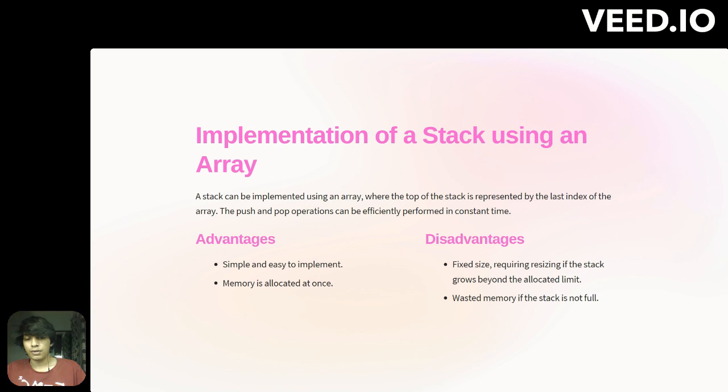Advantages. First, it is simple and easy to implement. Second, memory is allocated at once. The disadvantages of implementing a stack using an array: fixed size, requiring resizing if the stack grows beyond the allocated limit, and memory is wasted if the stack is not full.